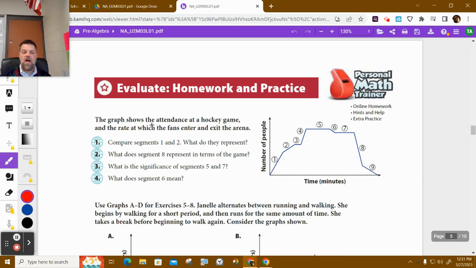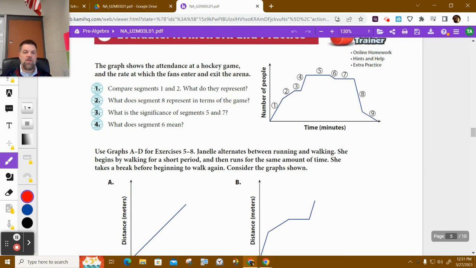51. It says graph. The graph shows the attendance at a hockey game and the rate at which the fans enter and exit the arena. Compare segments 1 and 2. So what we're looking at is segment 1, that's this little strip here, and segment 2, that's this little strip here. It says, what do they represent?